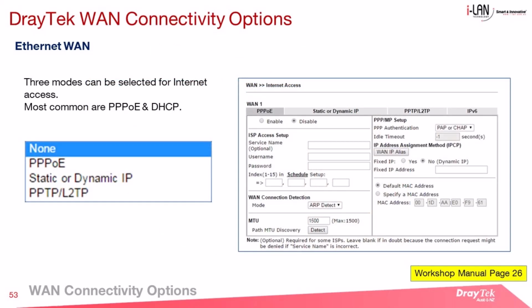There's 3 modes you can select for Ethernet WAN. The most common are PPPoE or DHCP. I don't think this PPTP, L2TP comes up in Australia at all, but you'll find those under WAN Internet Access in the router interface, with tabs up here for whether you're trying to connect by PPPoE or static or dynamic IP, or PPTP if that ever becomes available here. And there's also an IPv6 tab.